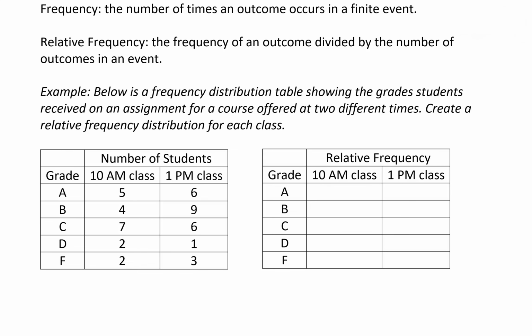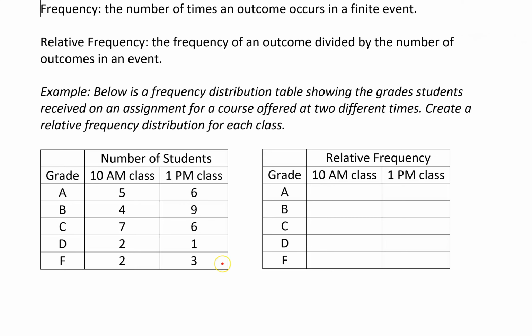Below is a frequency distribution table showing the grades students received on an assignment for a course offered at 2 different times. Create a relative frequency distribution for each class. So on the left, I can see that a class was offered at 10 a.m. and at 1 p.m. And then I have recorded the number of outcomes that a student in the 10 a.m. class got an A, B, C, D, or F, and likewise in the 1 p.m. class.